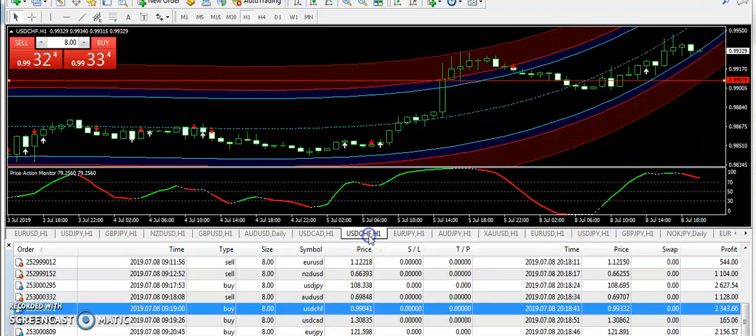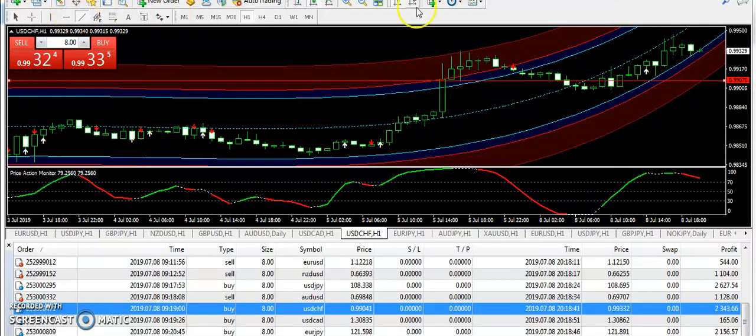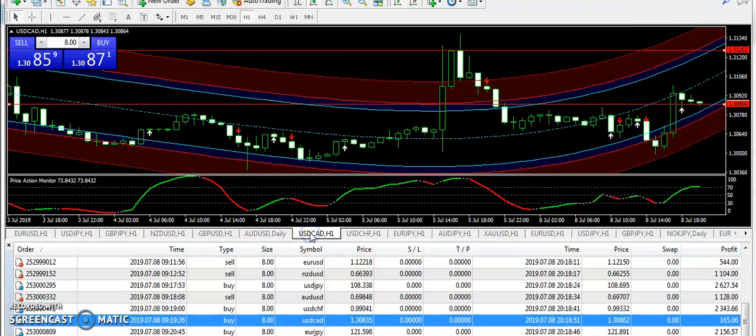Okay, now let's talk about the USD CHF. An easy trade was given to the subscribers in the morning from 0.99070 with a bullish trend, and 0.99605 is the target price. And guys, you can see that the market broke the entry and it has finally gone up. So I congratulate all those traders who have taken the buy positions today on USD CHF. They must have ended up with very good profits.